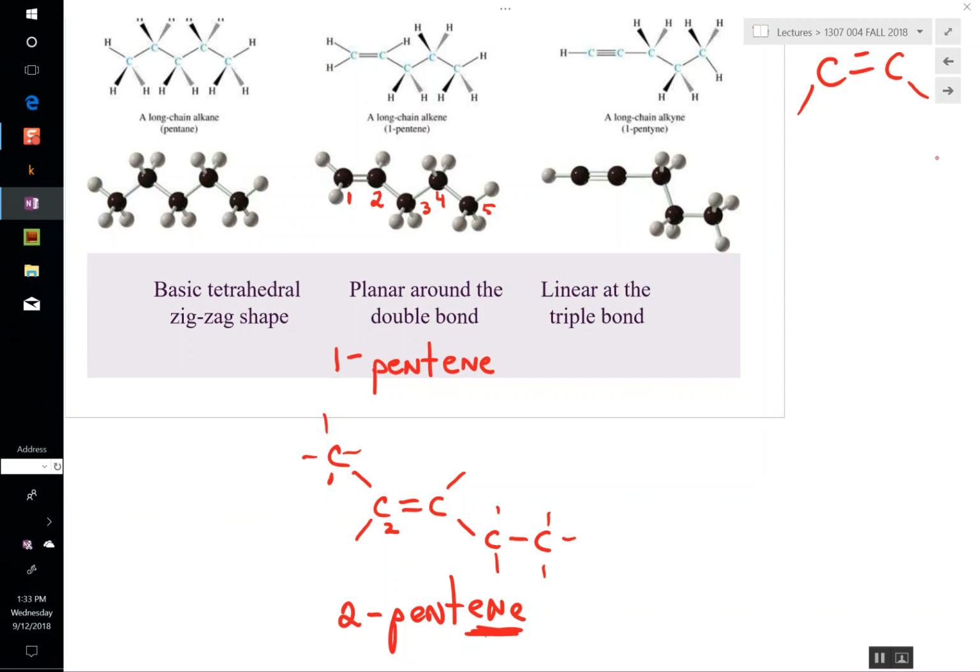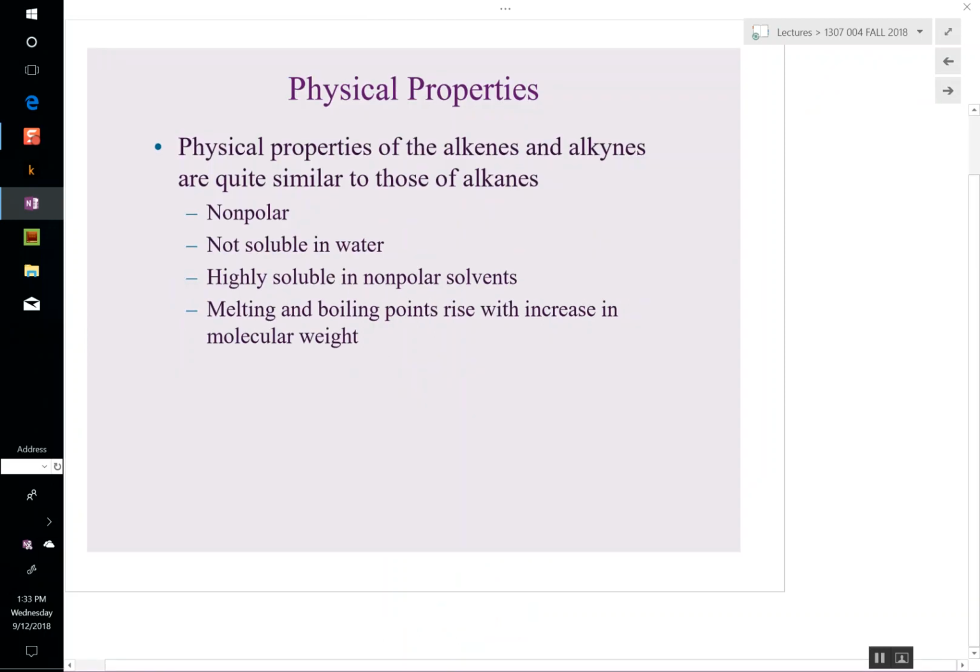1-pentyne, and there could be a 2-pentyne. 2-pentyne. I'm getting ahead of myself a little bit.